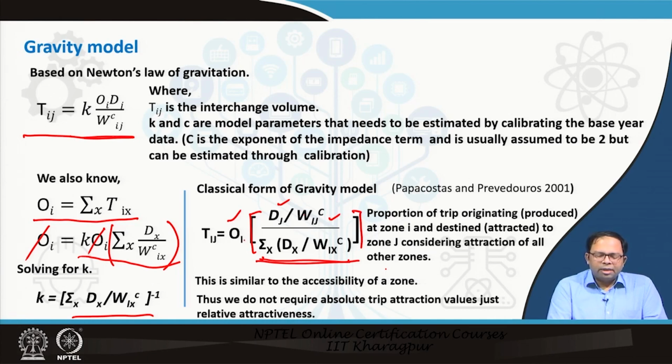So, that is how we can determine that OI Tij is a proportion of all trips originating at OI, and it is as per the proportion of destination, the total number of trips attracted to different zones. So, this is similar to accessibility of a zone. This we have already seen, this kind of measure we have used in accessibility, and thus we do not require absolute trip attraction values, just relative attractiveness. Because it is a proportion, we just want to know what is the proportion of trips going to a particular zone instead of actual figures. So, that will also help us to estimate this particular model. So, trip attraction values are not that important. Generation we need to know, attraction we just need to know the relative share of the attraction.